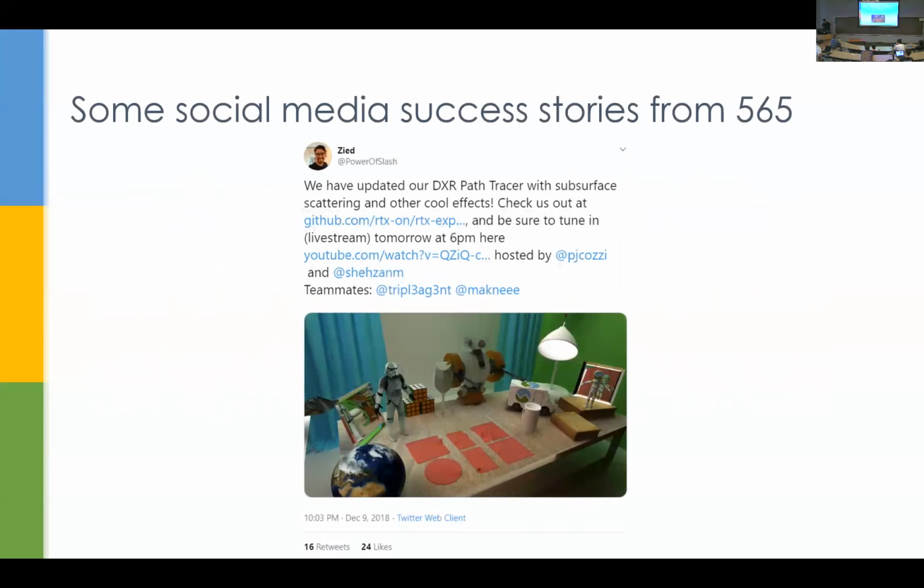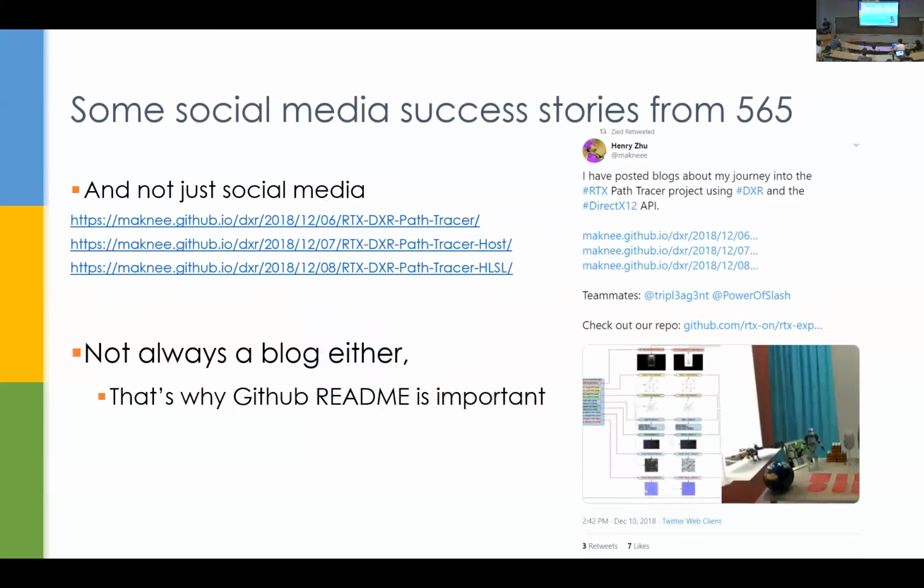The first one is coincidentally Liam's team. Liam's team in 2018 did the first DXR path tracer in 565. DXR had just come out that year. They killed it with social media. They got so much publicity. So Ziad was Liam's teammate along with Henry. They used social media. They made a blog about it. So they did a series of 3 blogs, which were incredible. And they got retweets from all kinds of industry leaders in DirectX because it had just come out, and the fact that students were using it was incredible. So you want to keep promoting that.